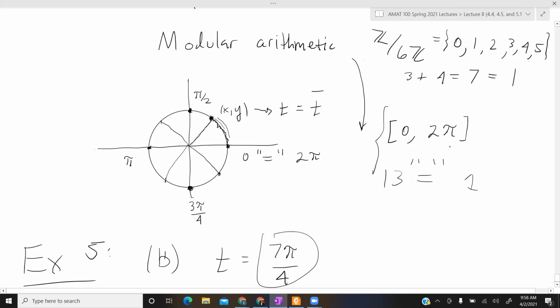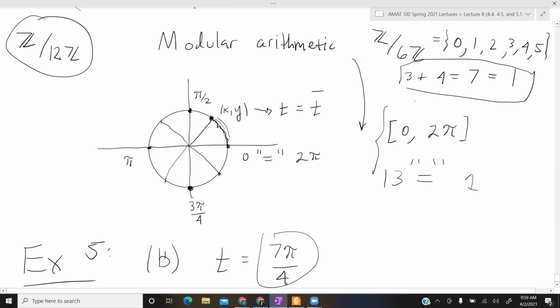In the same way that you do clocks. Clock arithmetic is based on this group, Z mod 12Z. That's what you're doing when you want to know what time it is. You add these times together, and then you reduce everything mod 12, the same way we did here. But then you also get weird things like 3 plus 3 is equal to 6. Now I have to reduce 6, so it's 0. So 3 plus 3 equals 0. You get some weird stuff going on.